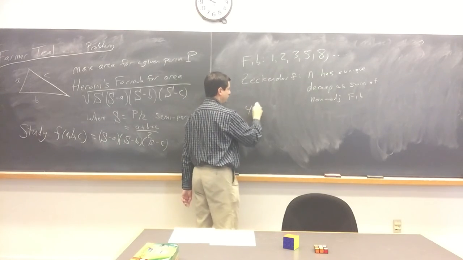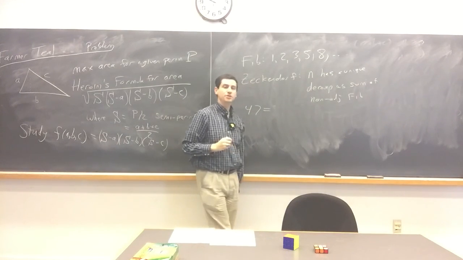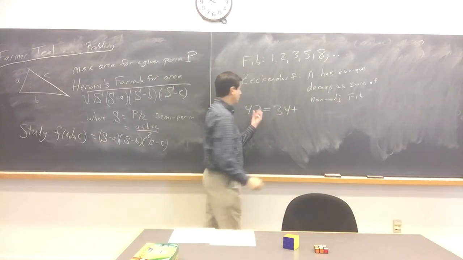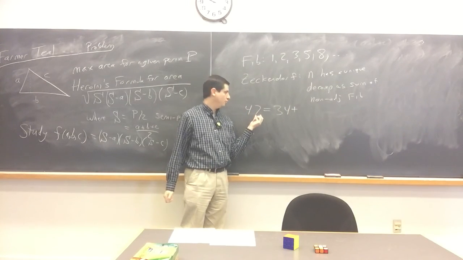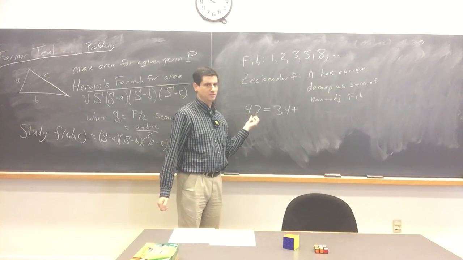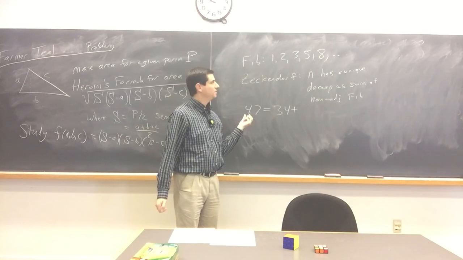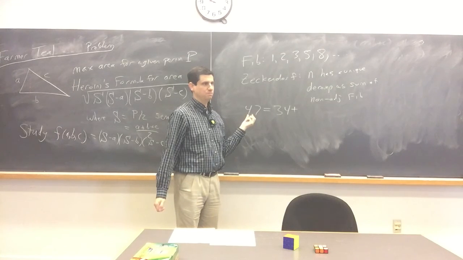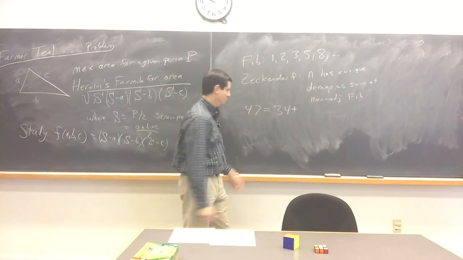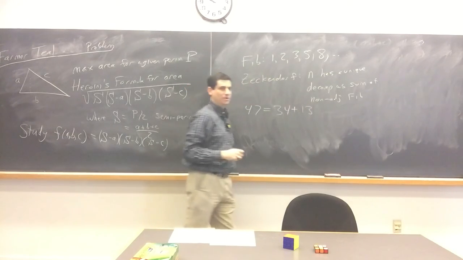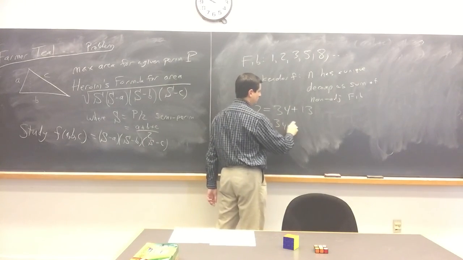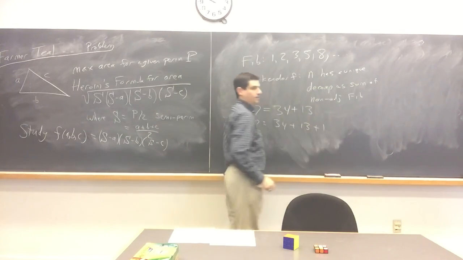So let's take 47. The largest Fibonacci number less than 47 is 34. Now I look at the difference. 47 minus 34 is 13. Largest Fibonacci number less than 13 is? I'm sorry, less than or equal to 13, sorry. It's 13. So I would just stop there. If I gave you 48, it would be 34 plus 13 plus 1.